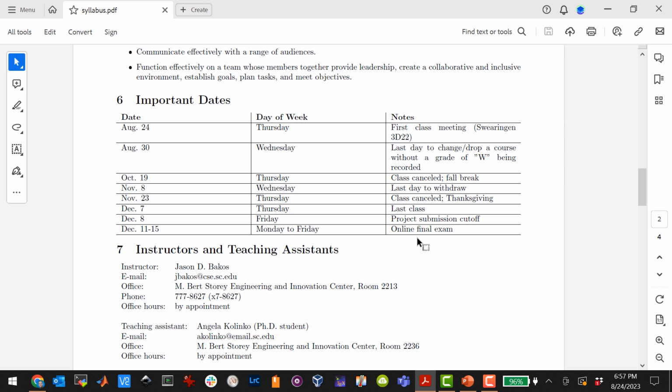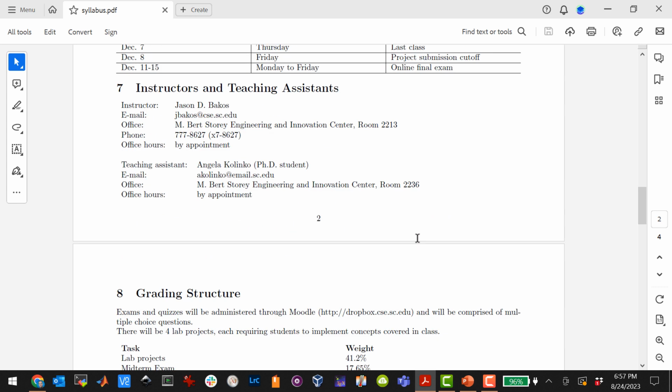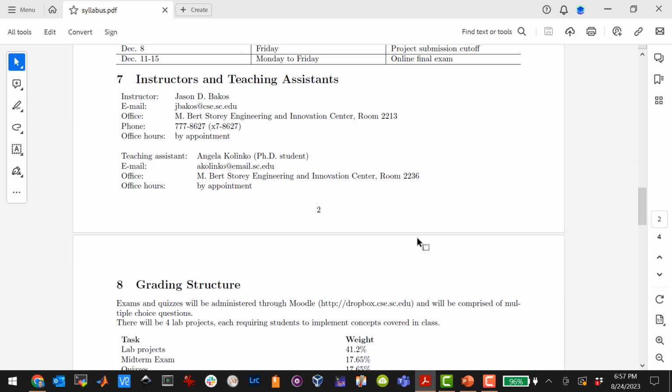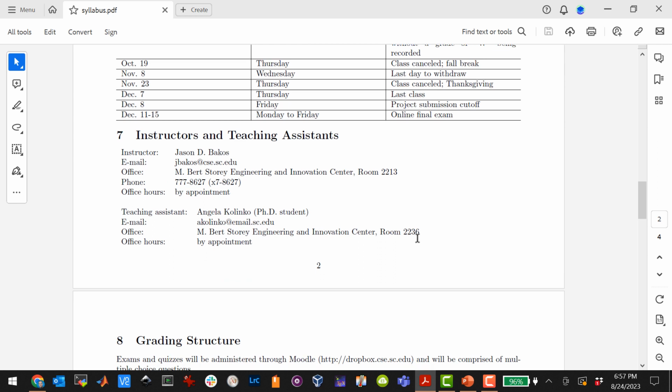Section 6 are the important dates. These are just cancellations and notable dates. So the last day to drop is August 30th. We have fall break October 19th. Last week withdrawal November 8th. Try to put all the important dates.